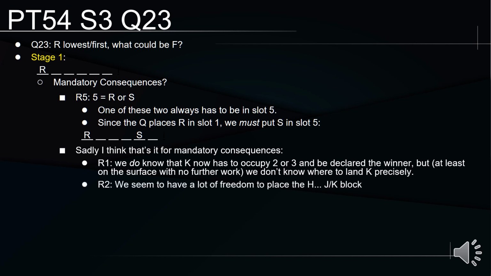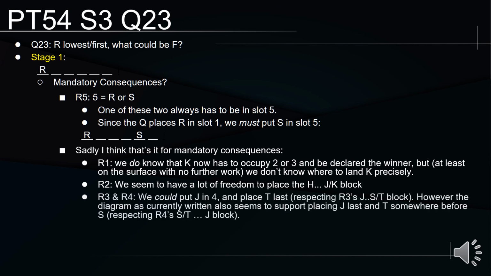Similarly, rule number 2, again, I'm looking at rule number 2 independently without combining it with anything else. And rule number 2 on its face, applied to the diagram that we have, we do seem to still have a lot of freedom to place that HJK block. We still have 4 open spaces, and H and J and K, we don't know if they're touching or not touching, so we seem to be able to slinky it around somewhere in here. We can fit those 3 into the gaps that we have. Again, not combining Rule 2 with anything else, just seeing if we can fit Rule 2 into the picture that we have. Yeah, it seems possible.